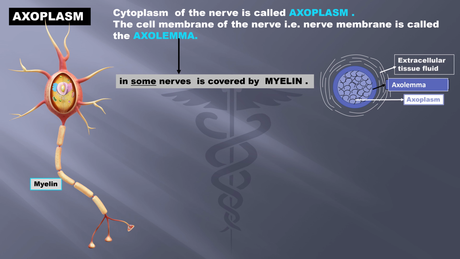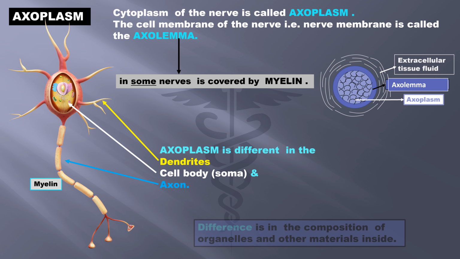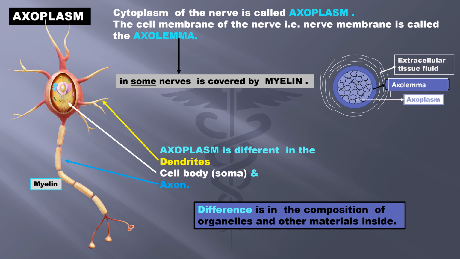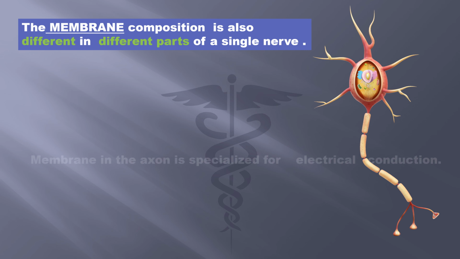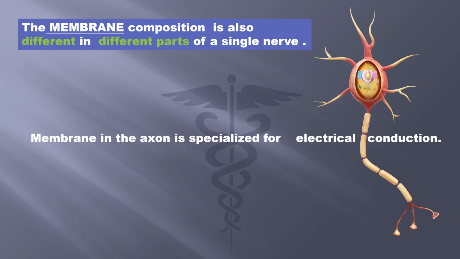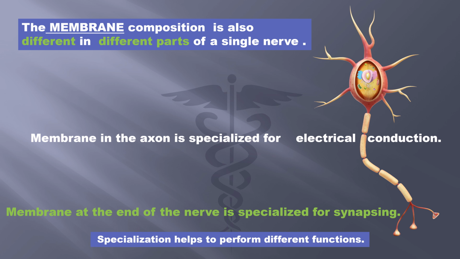The axoplasm is different in the dendrites, cell body, and axon. The difference is in the composition of organelles and other materials inside. The composition of the membrane is also different in different parts of a single nerve. Membrane in the axon is specialized for electrical conduction. Membrane at the end of the nerve is specialized for synapsing. All the specialization helps to perform different functions.